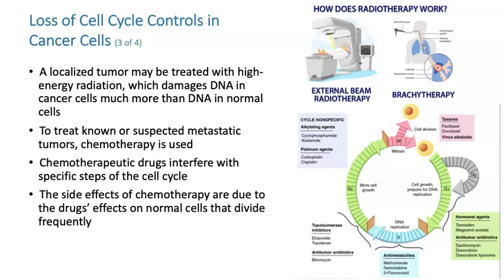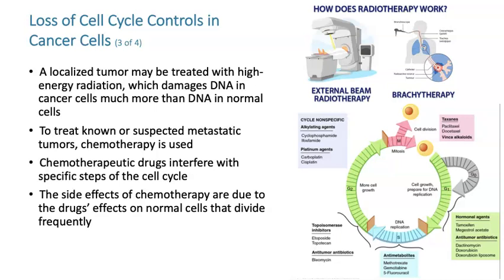They can be treated with high energy radiation, and high energy radiation damages DNA. If it's done well, and these days it can be very precise, it can pinpoint exactly where that beam is going to go, and it can just kill those cells that have the cancer cells, the mutant cells. That's great. But if you've got, or if you suspect that it has metastasized, then you're going to use chemotherapy.